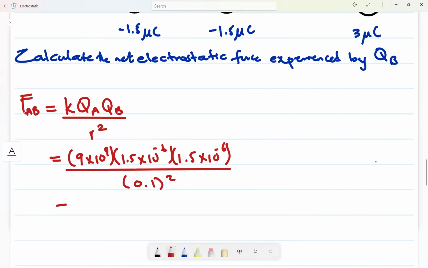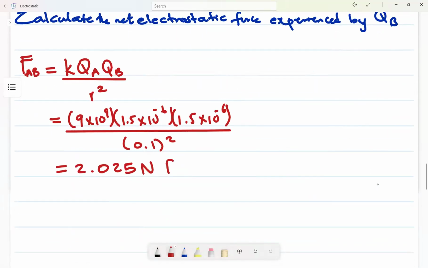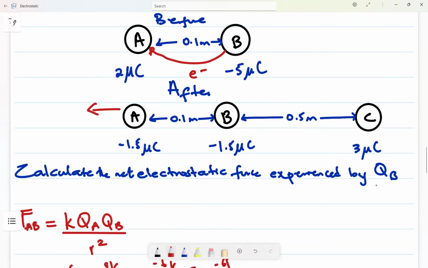Now I get an electrostatic force of 2.025. But I need what? Newtons. This is a force. I need to know where force A causes B to move. Can you see this is negative, this is negative? So force A is causing B to move. They will repel because now they are like charges again. So this one will move towards the right, therefore it will cause B to move towards the right. We are focusing on where B will go. B will move towards the right, okay?